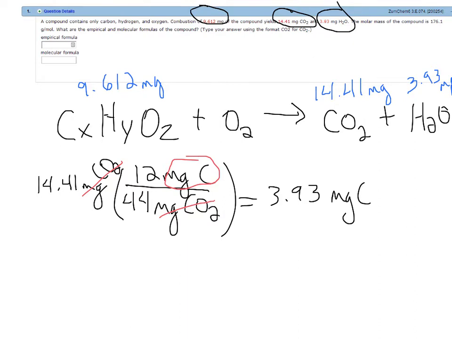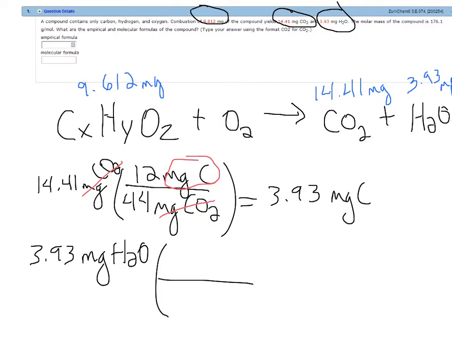We'll do something similar for the hydrogen found within water. They tell us from the problem we produced 3.93 milligrams of water, and by coincidence the number of milligrams of carbon within carbon dioxide happens to match the number of milligrams of water produced. That's just a coincidence, and it's probably not going to be the same case for your red numbers. We're now going to set up the mass percent ratio to find how many milligrams of hydrogen are in 3.93 milligrams of water.